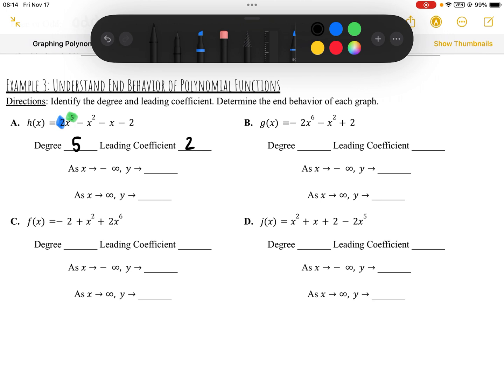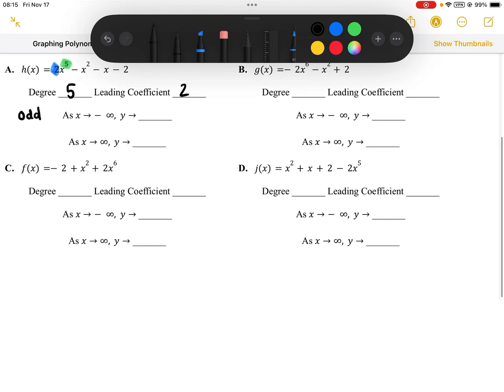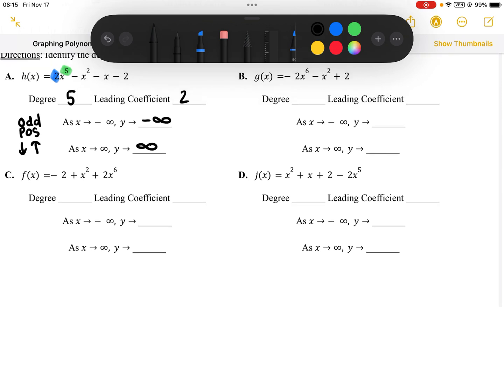So looking at my degree, is that even or odd? Okay, 5 is an odd number. And then looking at my leading coefficient, that is a positive number. So since it's odd, and it is positive, my end behaviors look like this. Going to the left, I'm going downwards, so y goes to negative infinity. On the right-hand side, y is going to keep getting bigger and bigger, so it goes towards positive infinity.